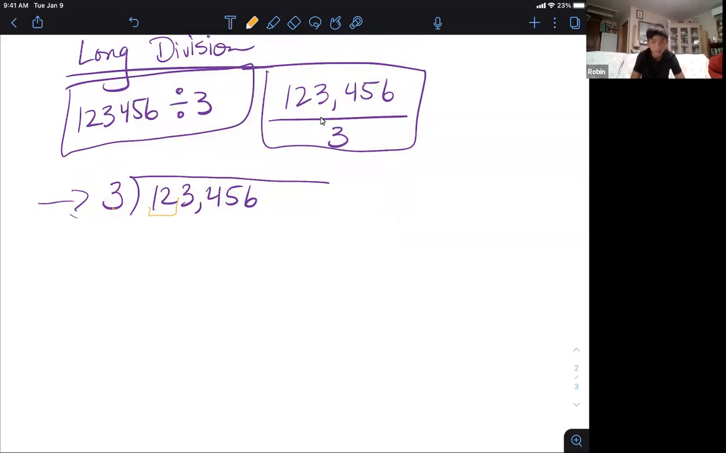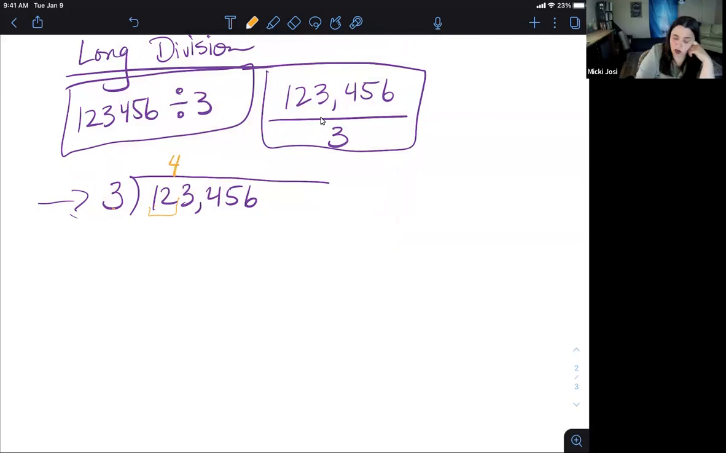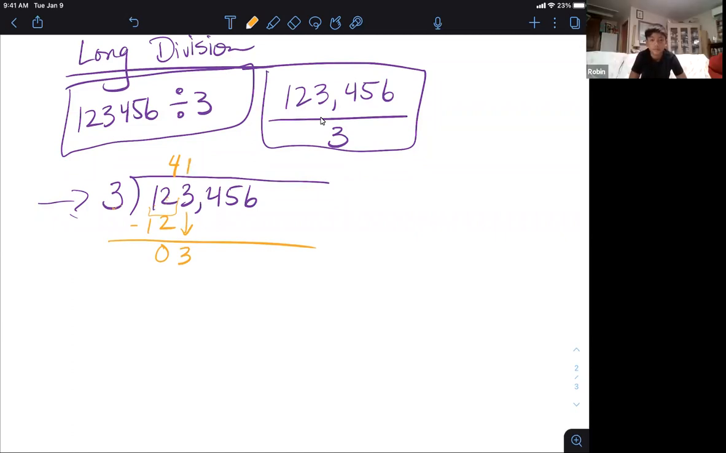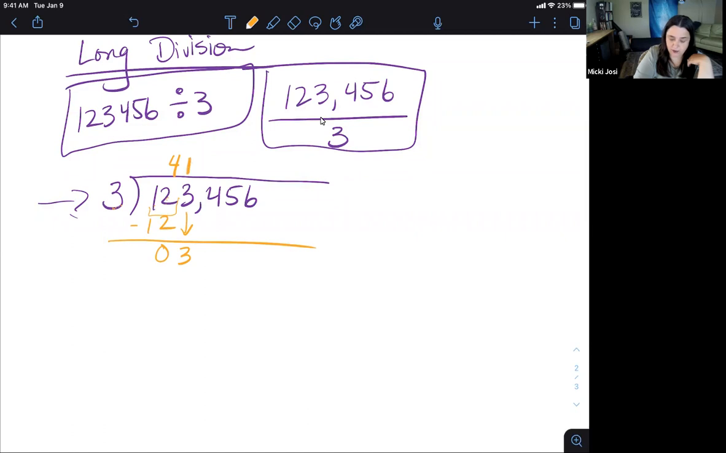4, exactly. So I put the 4 above the 2, and then 4 times 3 is 12. I put the 12 down here and subtract them. I don't have anything left, so I have 0. Now I bring down the 3. How many times does 3 go into 3? 1. So I put the 1 up top right above the 3, and 3 times 1 is 3. Subtract those, I have 0.